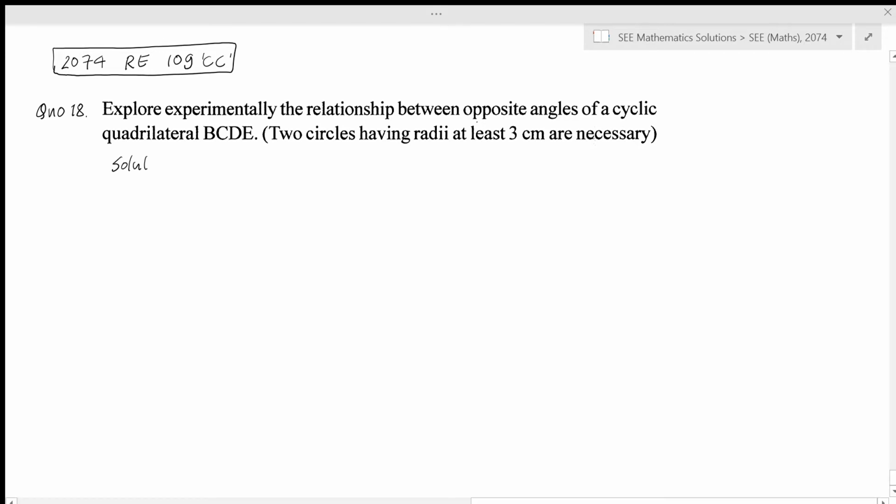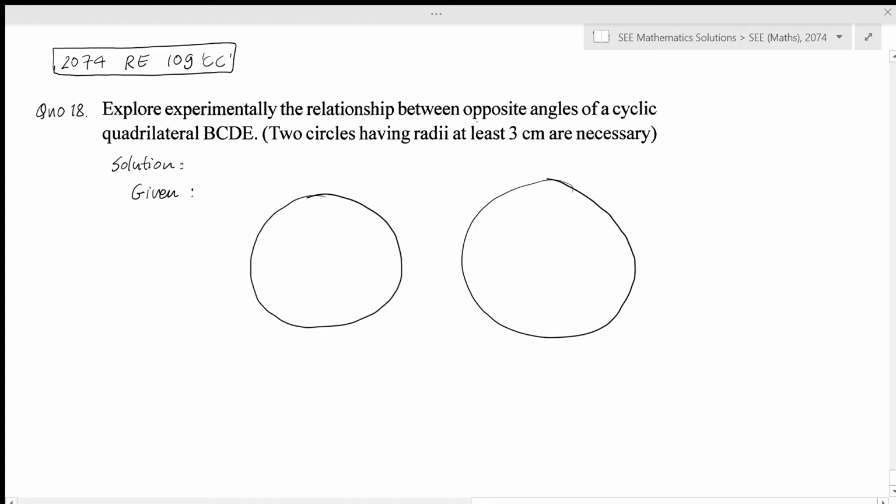So let's do it. The procedure to do the experimental verification is firstly drawing the correct figure. So we have to construct two circles, one smaller and one bigger. All right, and let's say this one is 3.5 centimeter. We don't have to show the radius here, but let's consider that these two circles have radii greater than 3 centimeter. And we can draw the cyclic quadrilateral using a scale.